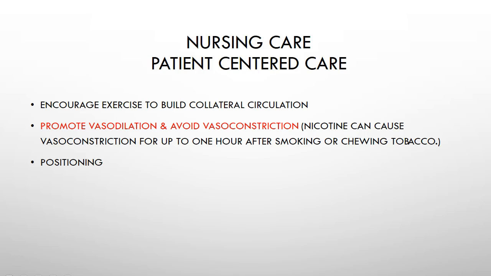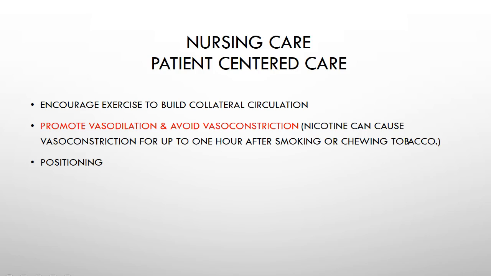So, patient-centered care of the person that has peripheral arterial disease. You're going to want to encourage exercise to help build collateral circulation. The way that you're going to do this is to tell the patient that they should initiate an exercise program gradually and then increase slowly. You want them to walk into the pain and then rest. Why do you have them do this?